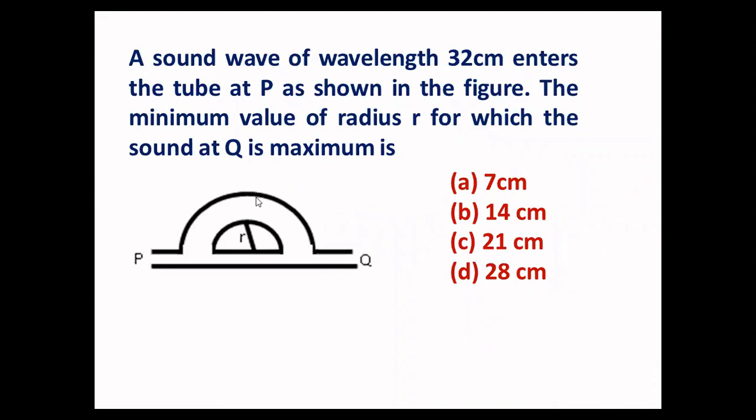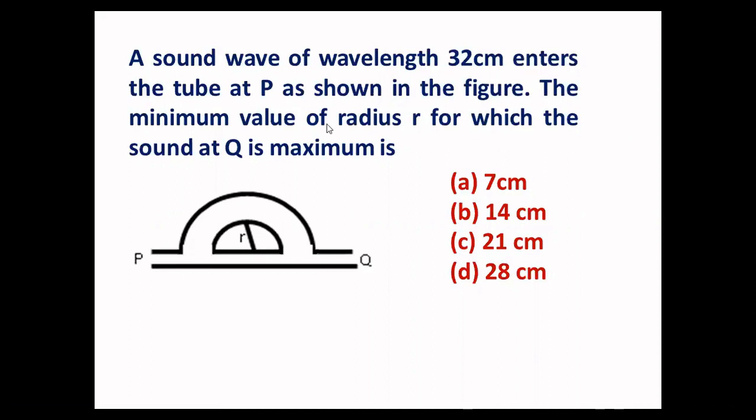A sound wave of wavelength 32 centimeter enters the tube at P, as shown in the figure. Okay, a sound wave enters here. Say I will hold a tuning fork here. Sound waves are disturbances that travel in air. They move in, but here they split into two parts, because there is a path here and a path here. So compressions and rarefactions travel here and travel here, and by the time they reach here, they superpose again. The same wave from the same parent splits and again joins.